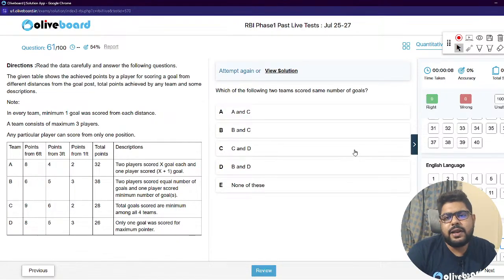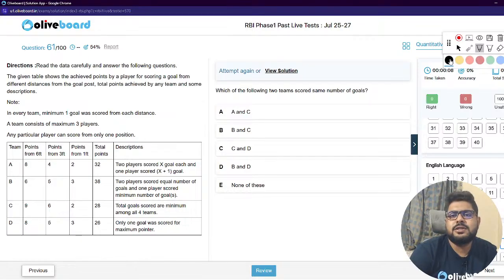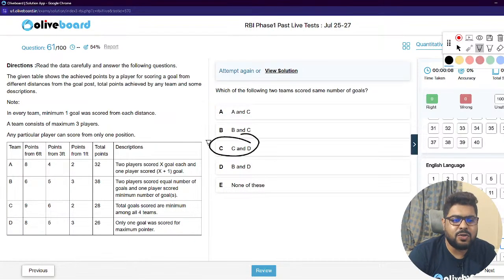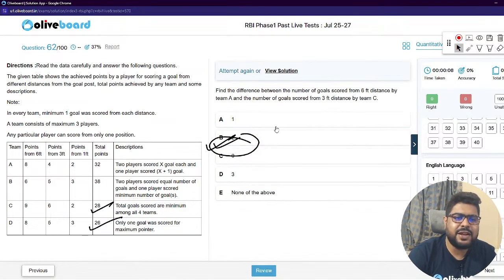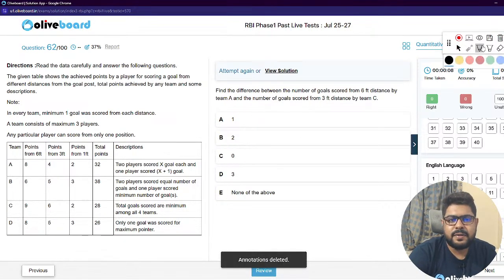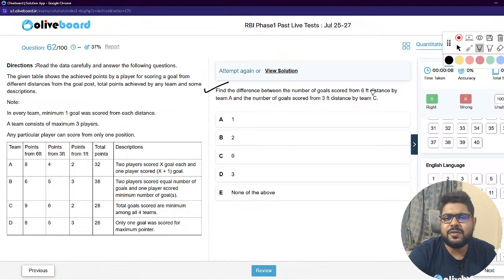Which of the following teams scored the same number of goals? Sir, C and D. Look, both scored 5-5 goals. Finished, sir. If you need the answer, find the difference between the number of goals.